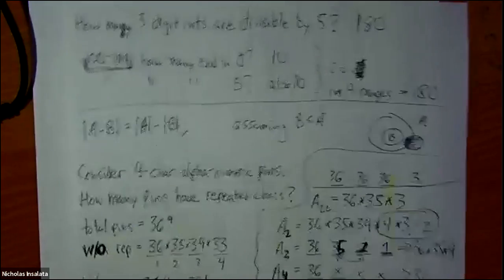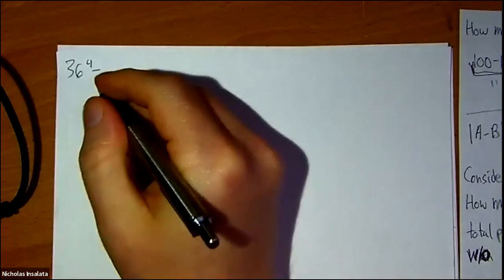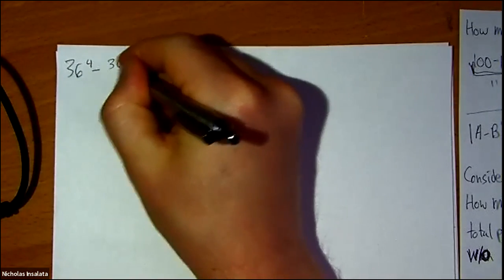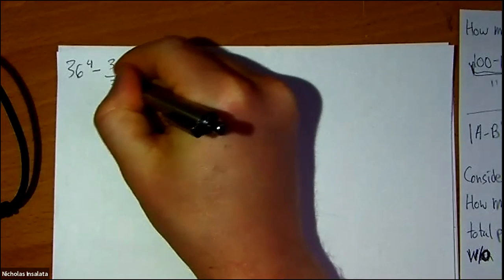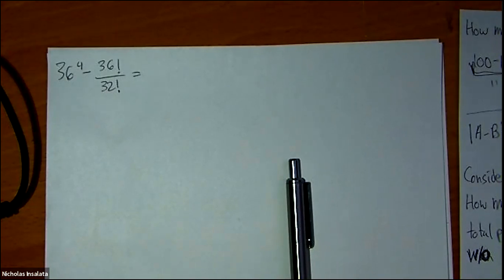So let's make some little notes here. Our original computation is going to be 36 to the 4th minus 36 factorial over 32 factorial. And let's see how much that is. So let me pop over to my calculator here.